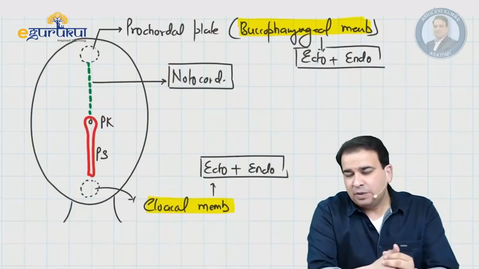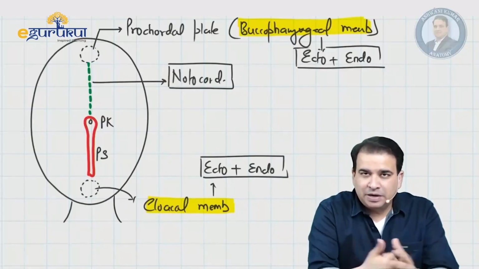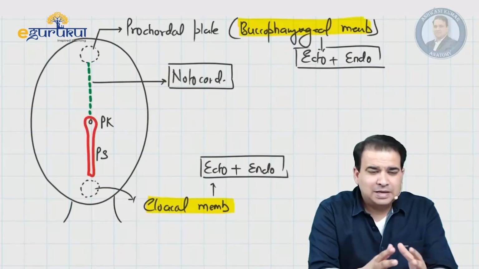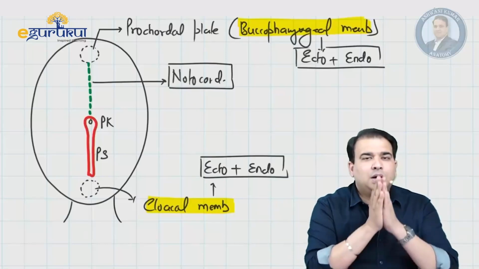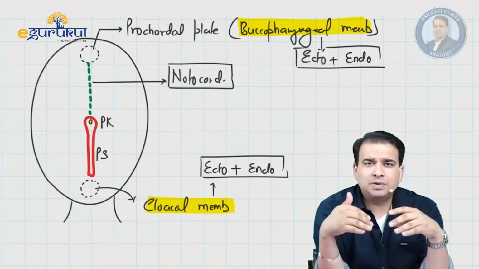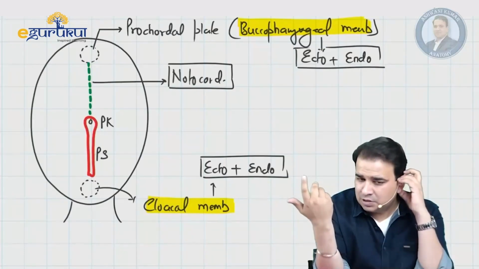Now, what is the fate of the primitive streak? What will be the fate of the primitive knot? That is what we need to discuss here. The primitive streak already gave rise to all three germ layers, and then eventually the primitive streak will disappear, right? That's the rule in embryology.